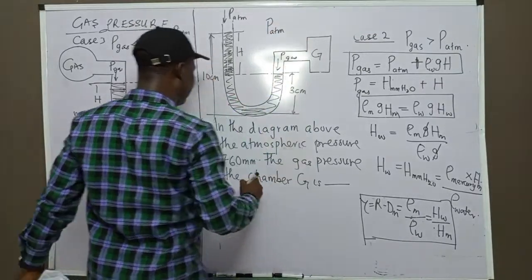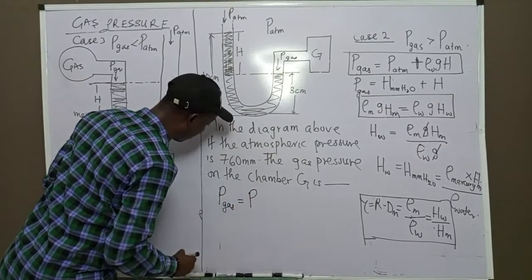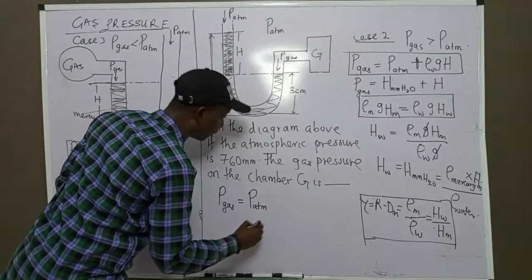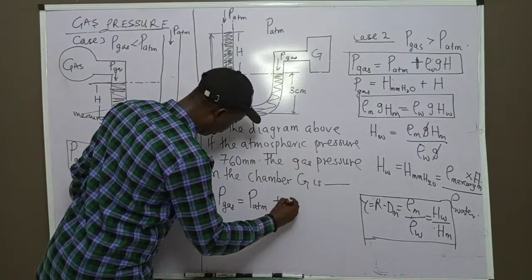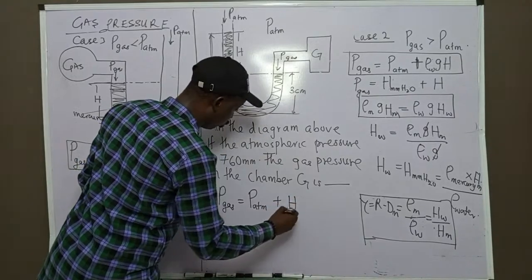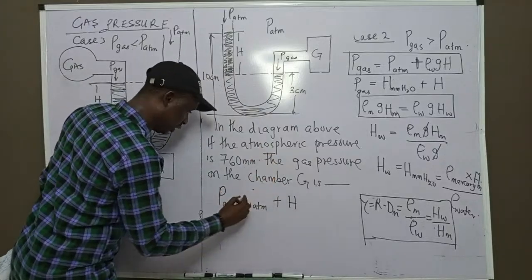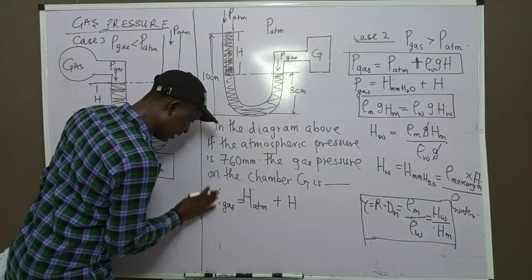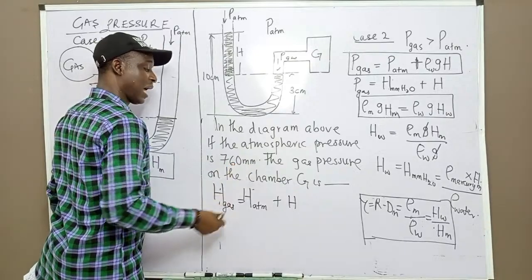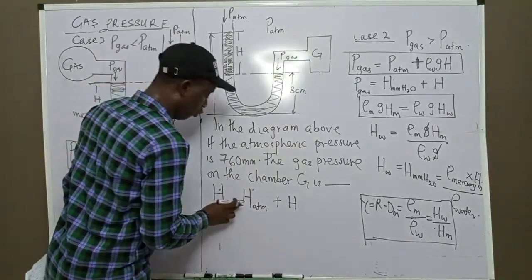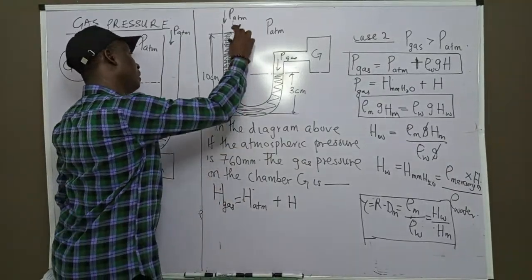And if it's lesser than the gas pressure, the formula to use is that the gas pressure in the chamber G becomes atmospheric pressure, which is given as 760 millimeter, plus the height h. Now we cannot use density times gravity times height. Let us use h, because they gave us the atmospheric pressure in terms of height. I told you they can give it in terms of height. So that's where you now use this one to solve. Now, what is this h?